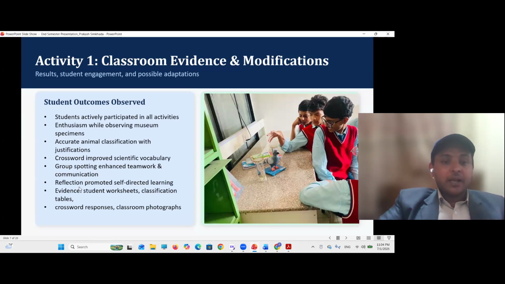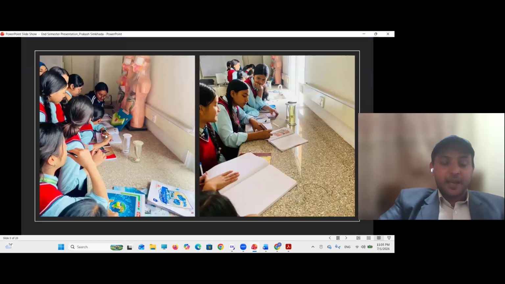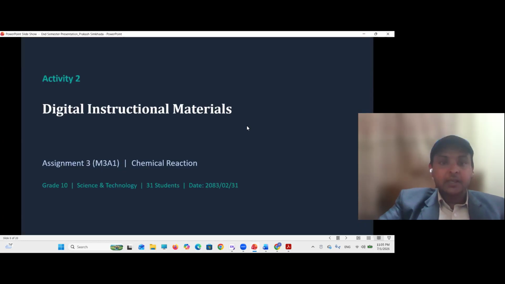Later on, at last, I asked the students for reflection. These are some photos where students are discussing animals and their characteristics, and why each belongs to a particular phylum or class.